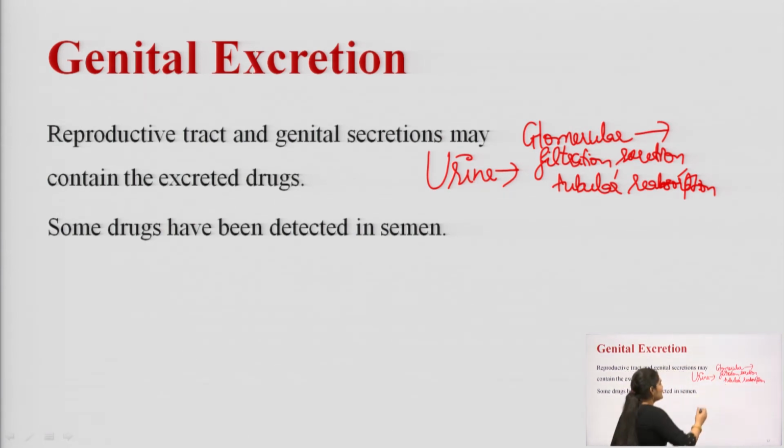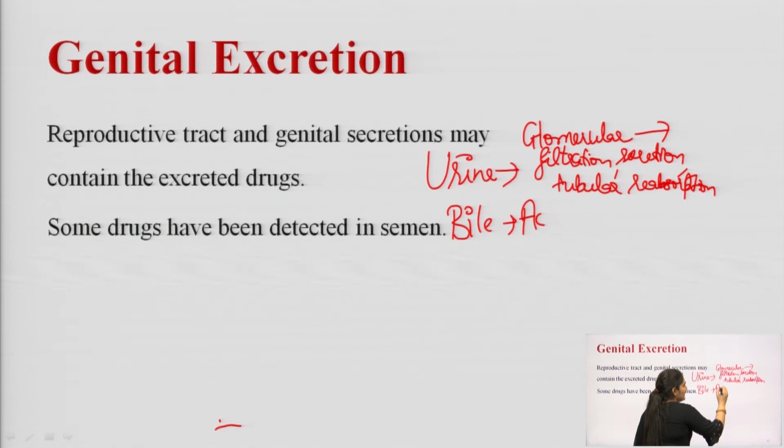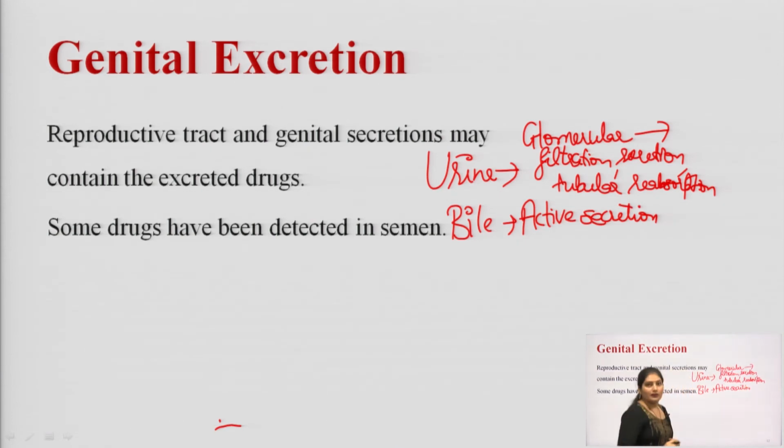Another route is the bile. In case of bile, the mechanism involved is active secretion. In active secretion, some hydrophilic compounds or the unchanged drug or their metabolites that have a molecular weight more than 500 Dalton can be excreted out.